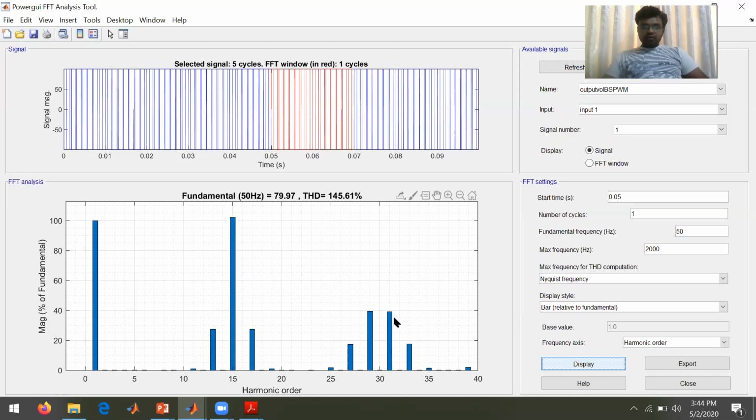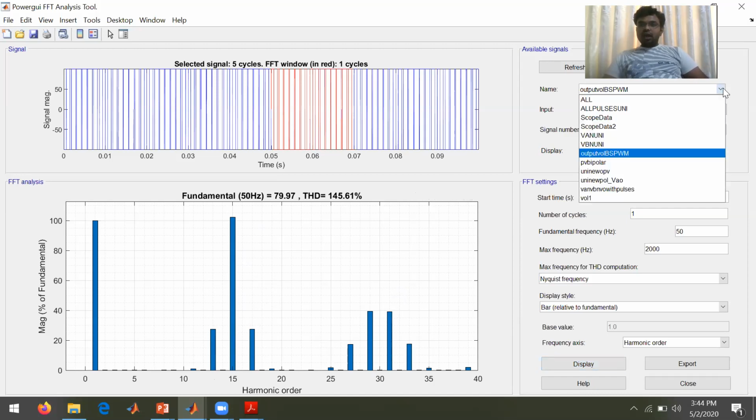See, 31 or 29, right. So next 2 MF plus or minus 3, some values are there. Those values are this. So that means this is the first band of harmonics. This is the second band of harmonics. Understand?